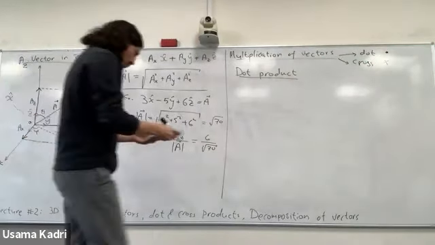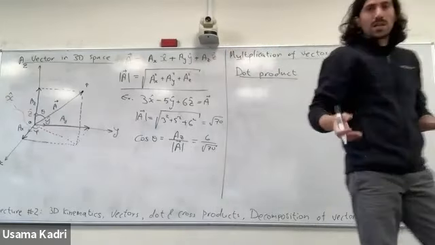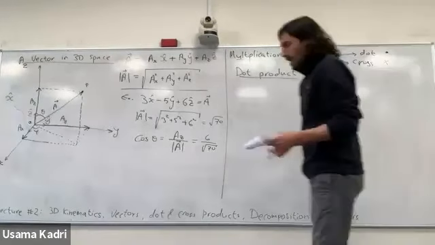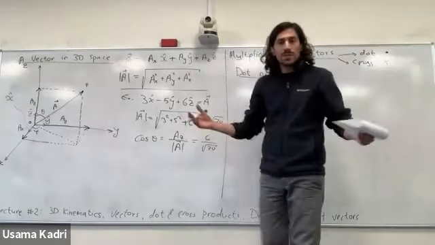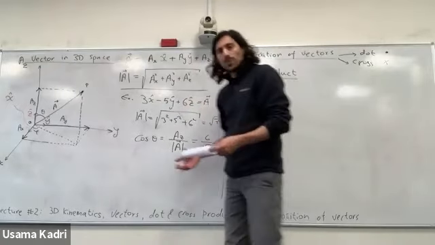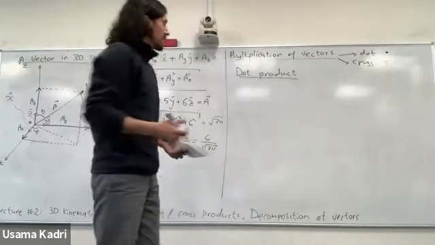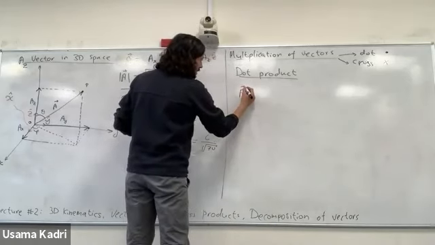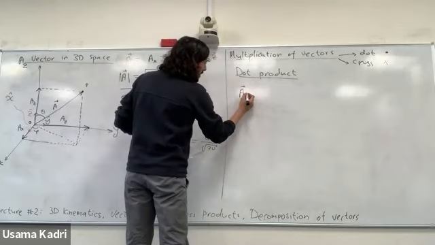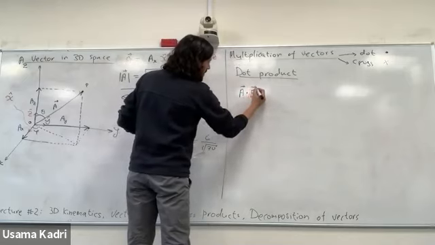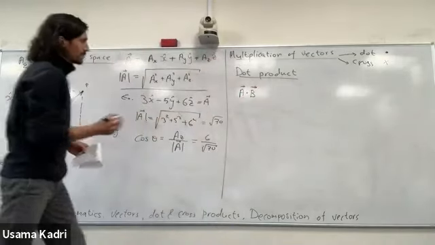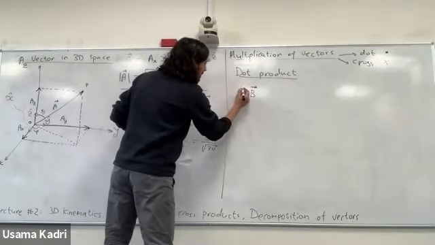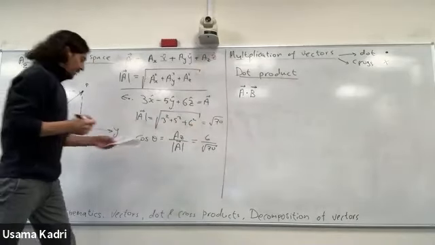So the dot product, which is also known as a scalar product. The reason is that if you have two vectors and you apply a dot product, the result is a scalar result. We start with A dot B. This is just A dot B.